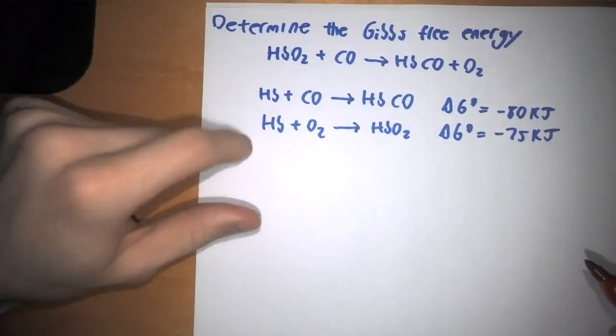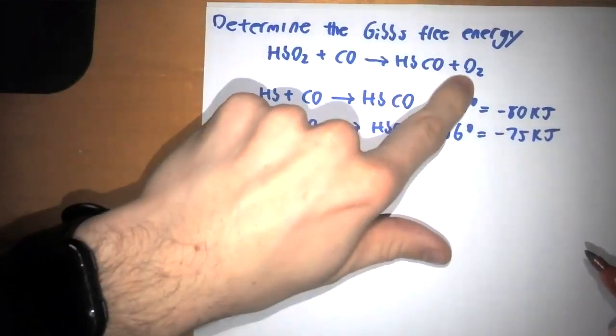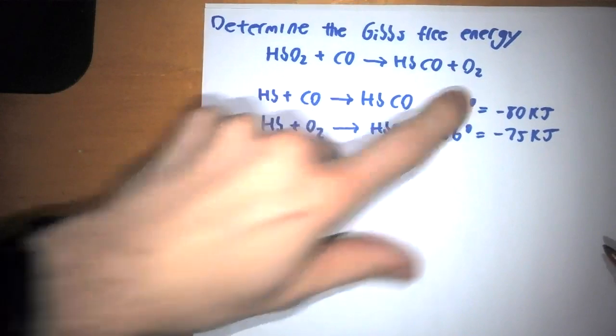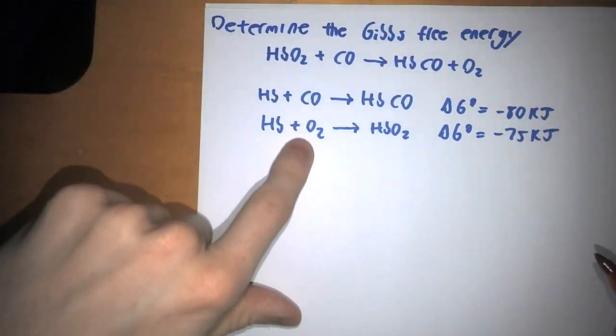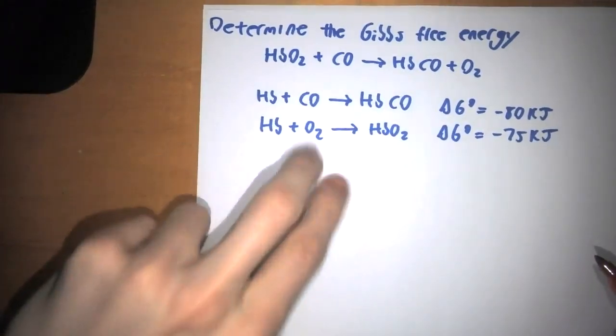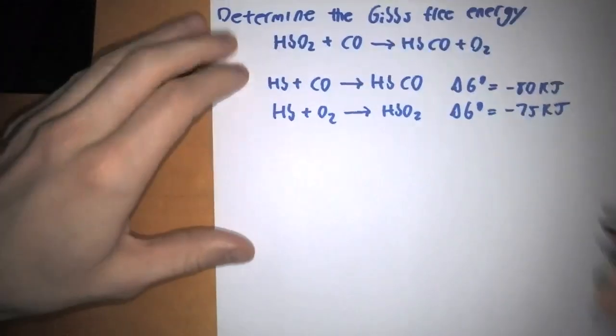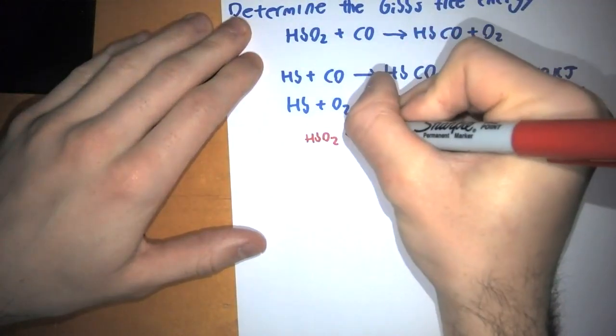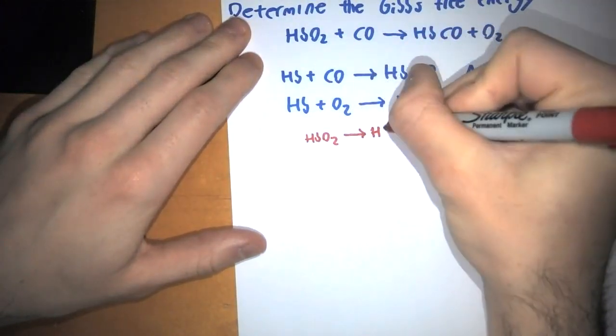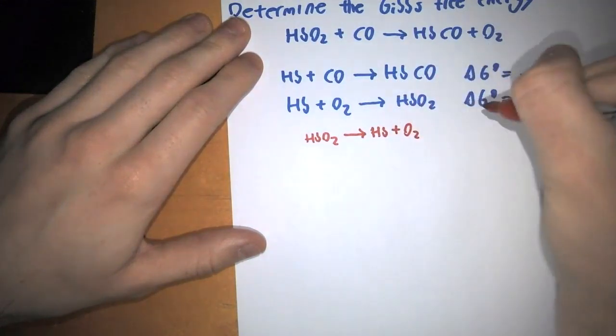Let's look at the second reaction. O2 is a product. Oxygen is a diatomic element, it is a product. In this case, it's a reactant. If we want to get this over here, what do we do? Well, we just flip it. So now we have HbO2 goes to Hb plus O2.